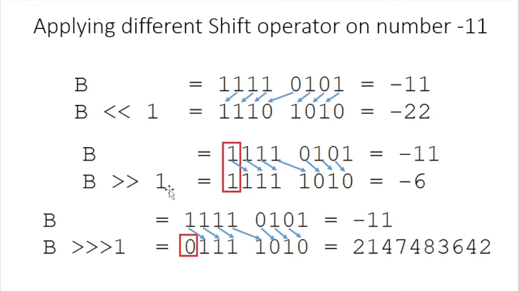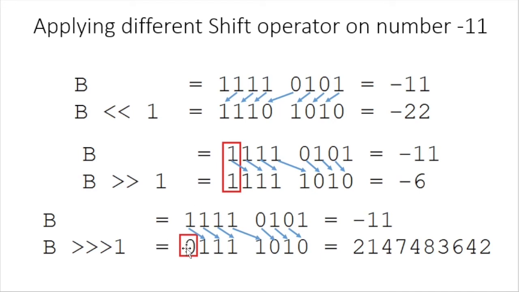When we are shifting it right, it is maintaining the sign here, if you see, and at the same time it is shifting all its bits. So minus 11 becomes minus 6. Now we are performing the unsigned right shift operator.